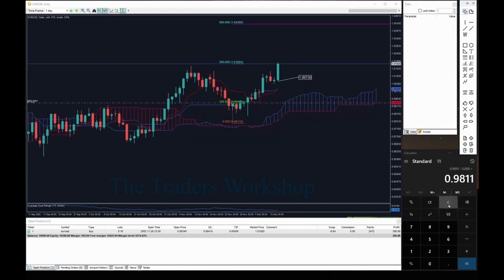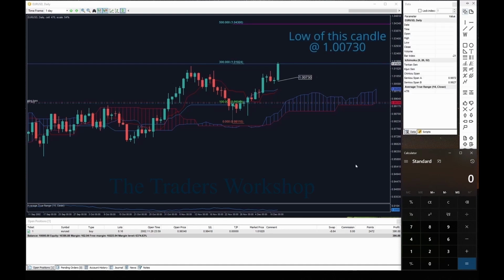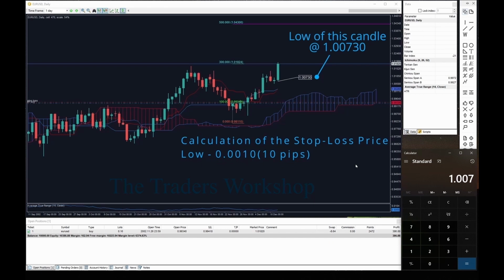Let me just clear our calculator. The low of that candle is at 1.00730. Minus 10 pips, which is 0.0010. And this will be the stop-loss price for this position.